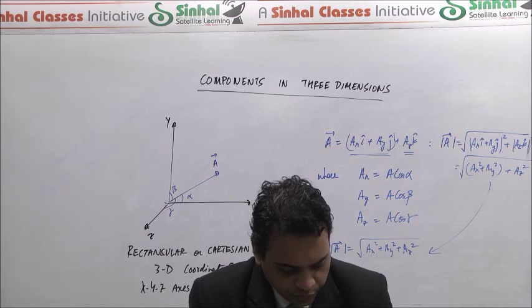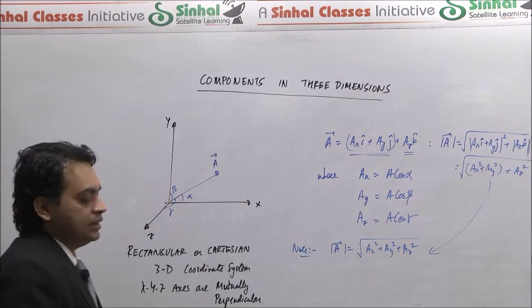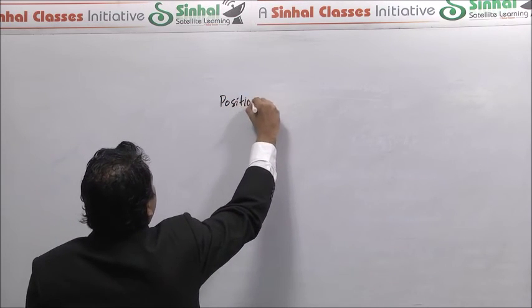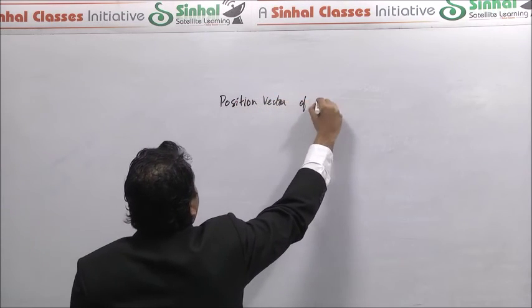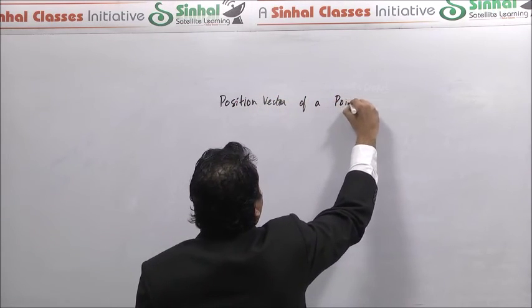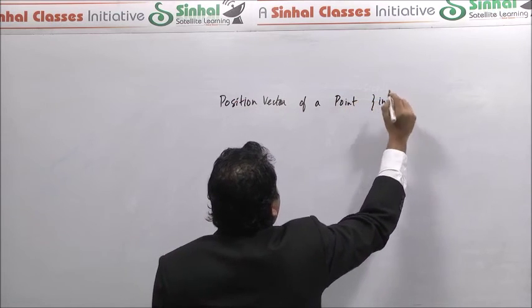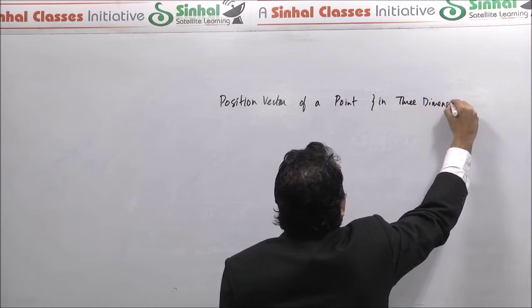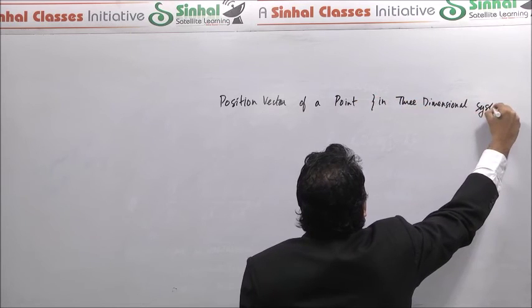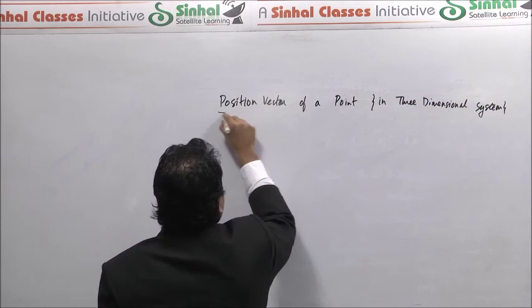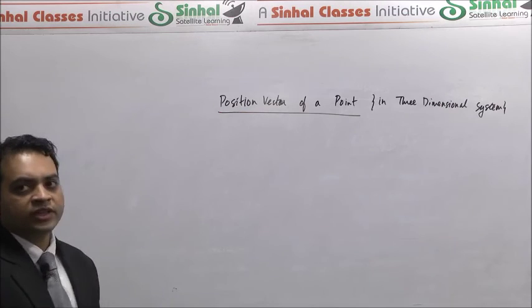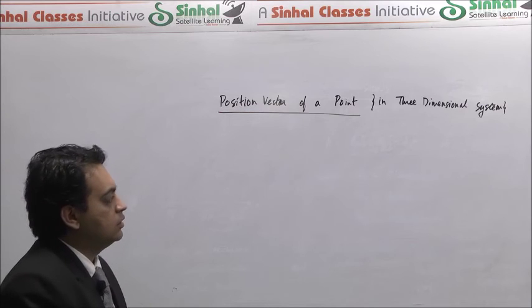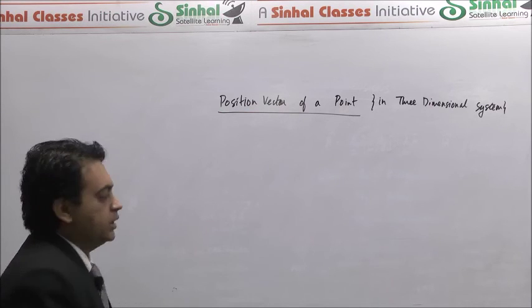Okay. Now a couple more things we'll understand in terms of applications. Position vector of a point in a 3-dimensional system. So we want to understand how to express the position of a point in a 3-dimensional region using vector algebra. Right.